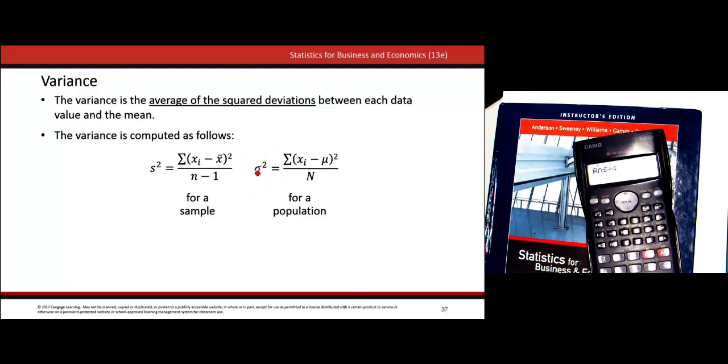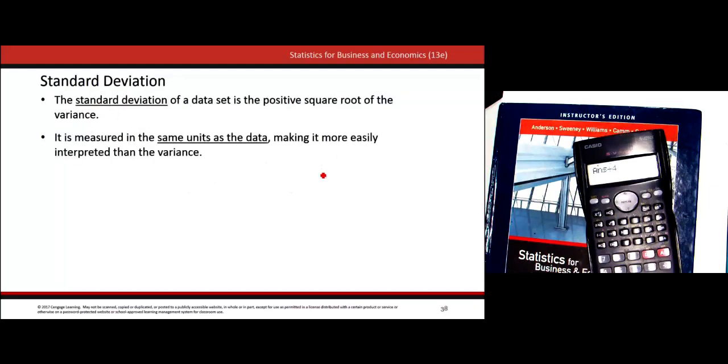The population variance is denoted by sigma squared, which is the sum of xi minus mu, where mu is the population mean, squared, divided by the population size, N. So the variance uses all the data. It's the measure of variability that uses all the data.